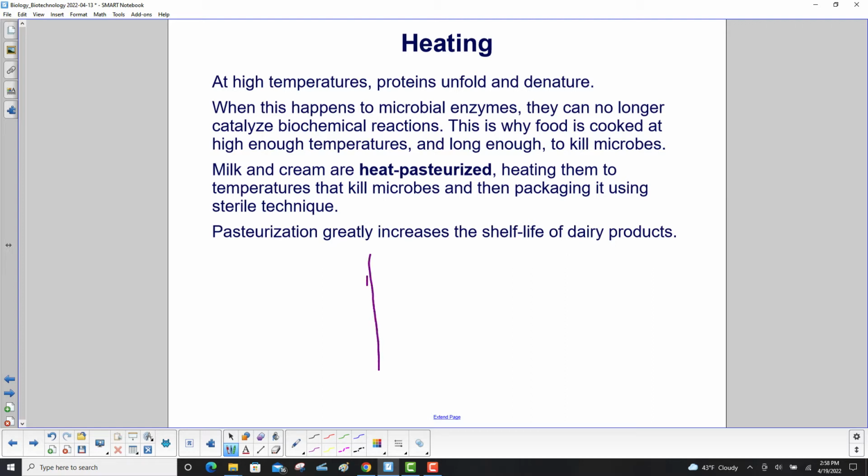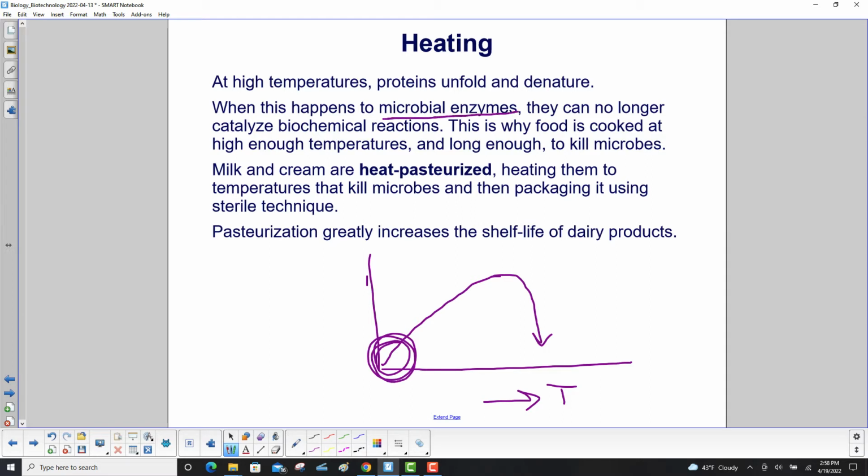Now let's just revisit that graph earlier, the E. coli. We saw that the rate of growth keeps increasing with increasing temperature, but at a certain point, it starts falling off again, just as when we refrigerated food. So, for heating, when this happens to microbial enzymes, they can no longer catalyze biochemical reactions. That's why food is cooked at high enough temperatures and long enough to kill microbes. That's over on this part of the chart.